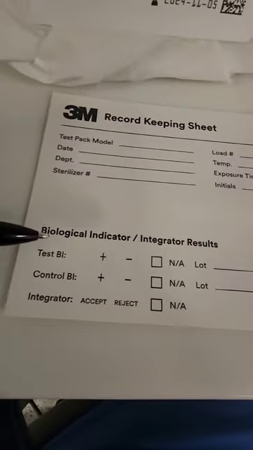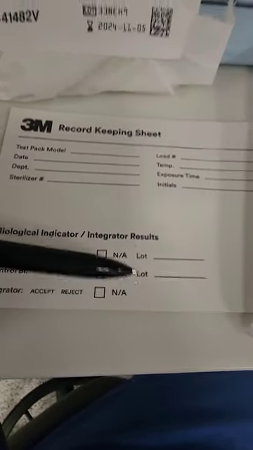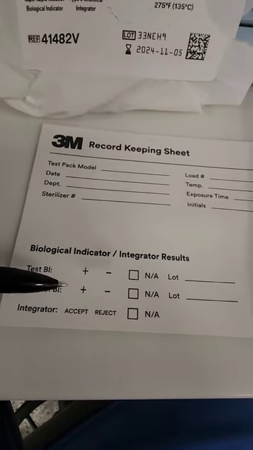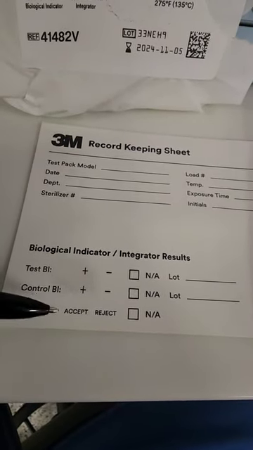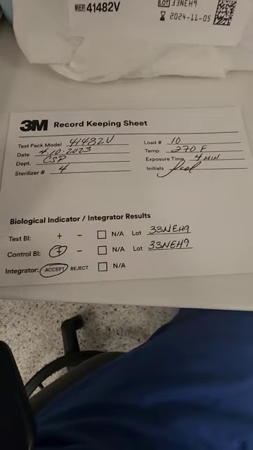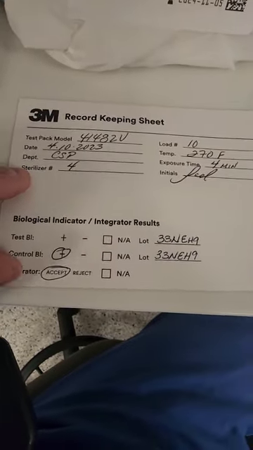And the initial of the individual that's going to document that. That would be yourself, okay? Next, it's gonna ask you for your test and control lot numbers. Those numbers should always match. Your control should be positive. The integrator, the type 5 integrator, if it's in the pack, acceptable or rejected.